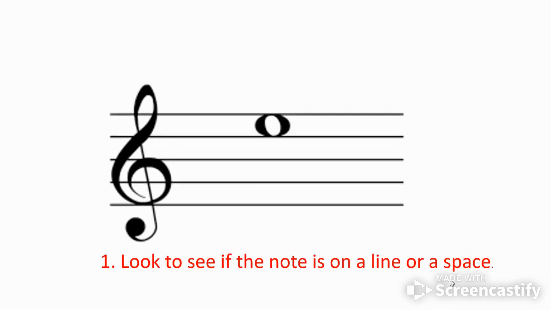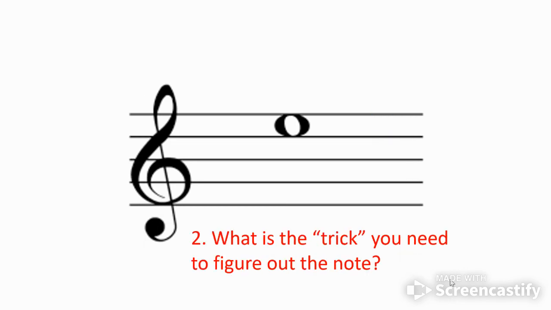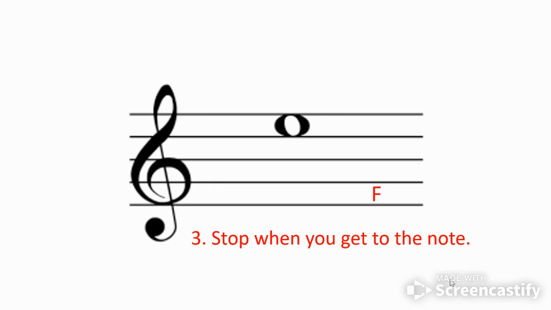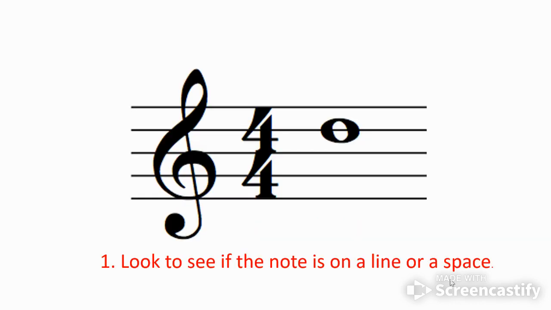All right, look to see if the note is on a line or in a space. In this instance, it is on a space. So which trick do we use? That's right, face. Stop when we get to the note. F, A, C, E. We landed on E. Therefore, the note is an E.